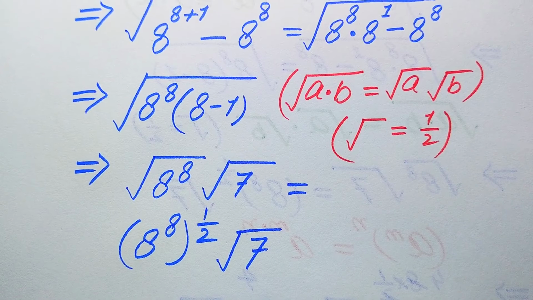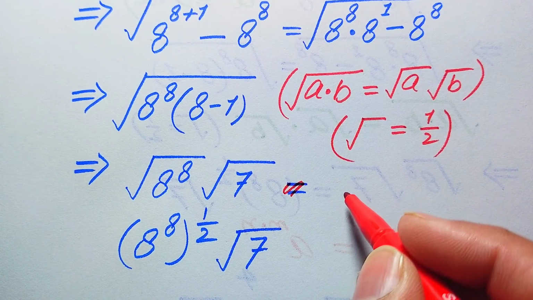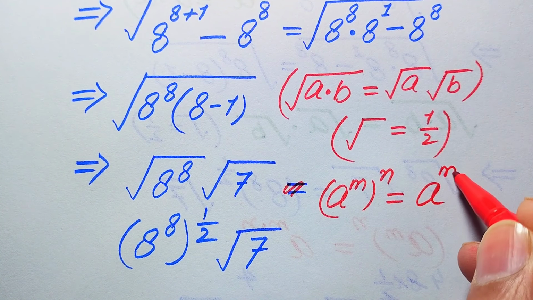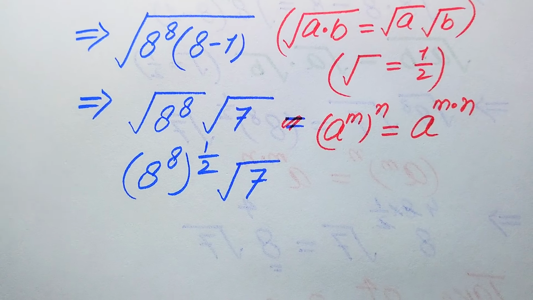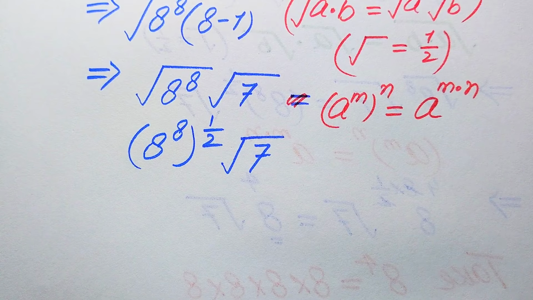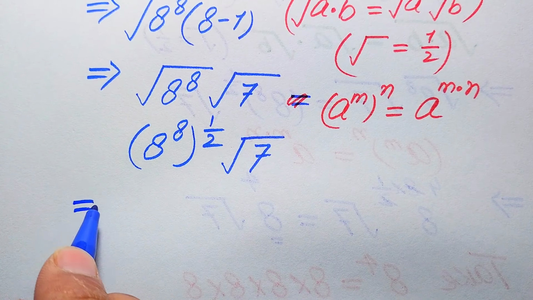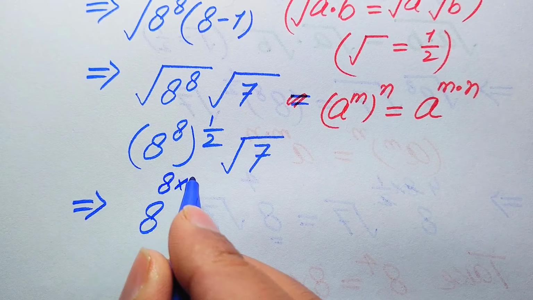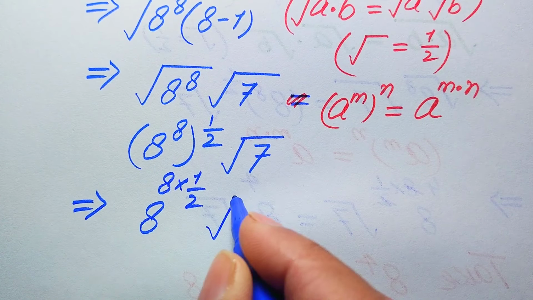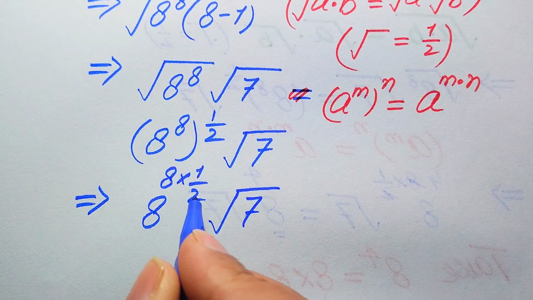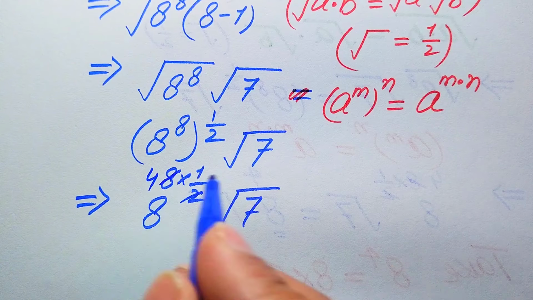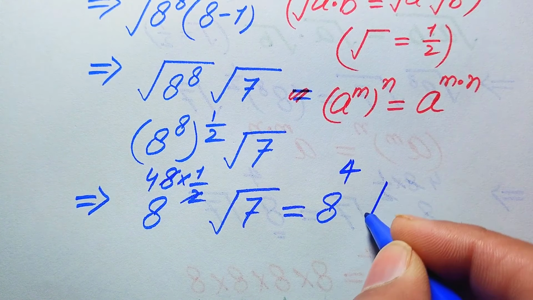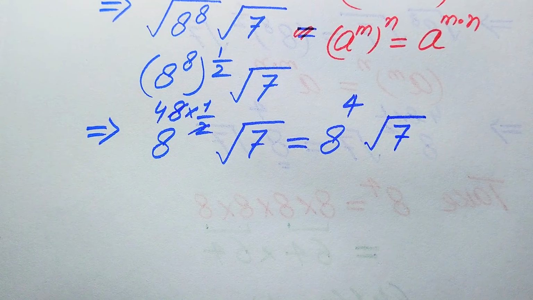Here we use another exponential law. If we have a to the power of m, to the power of n, it is equal to a to the power of m multiplied by n. According to this rule of exponents, we multiply both of these exponents, and it becomes a to the power of 8 multiplied by 1 over 2, times the square root of 7. We cancel these terms, and 8 divided by 2 gives 4, and this expression is equal to a to the power of 4 multiplied by the square root of 7.